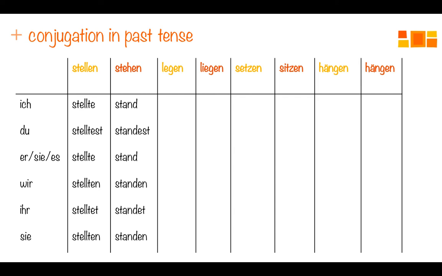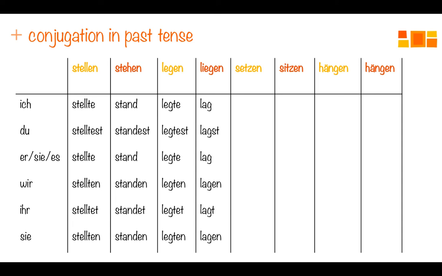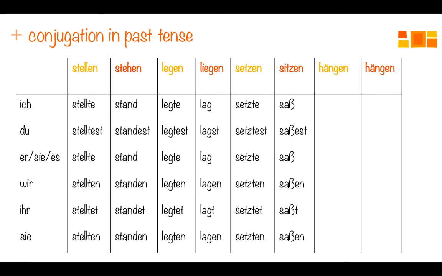Stand, standest, stand, standen, standet, standen. So there the E in the present tense becomes an A in the past tense. Liegen, legte, legtest, legte, and so on, very regular. Liegen, the IE becomes A. So lag, lagst, lag, lagen, lagt, lagen. Setzen, setzte, setztest, and so on, regular. And saß, saßest, saß, saßen, saßt, saßen, irregular.